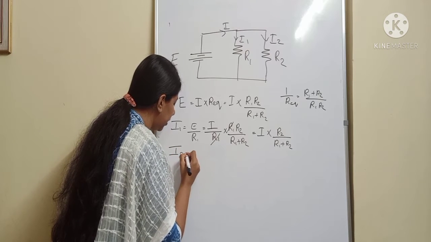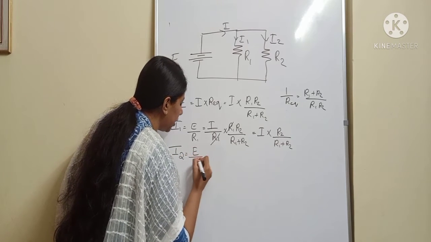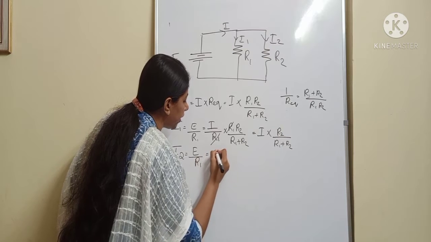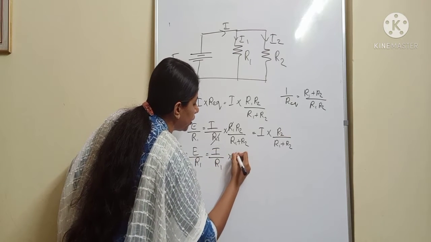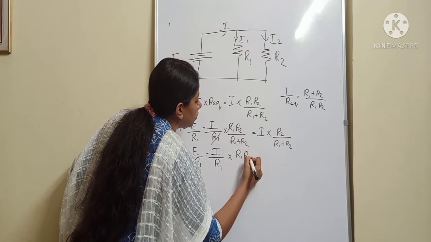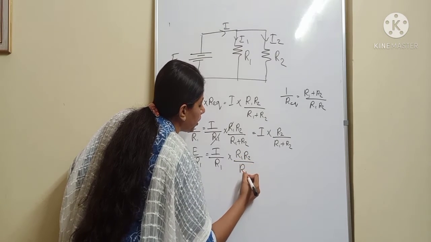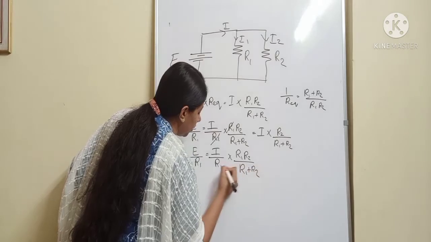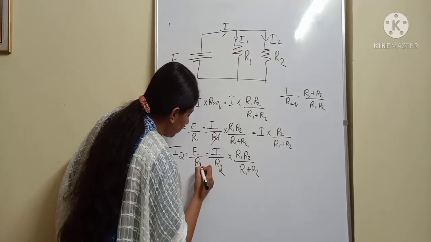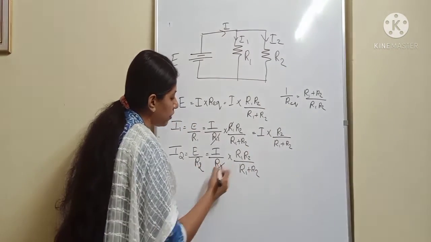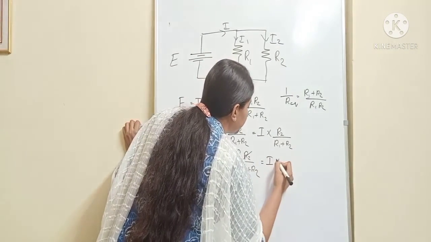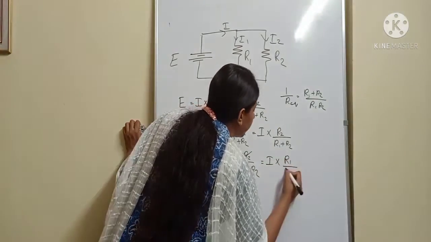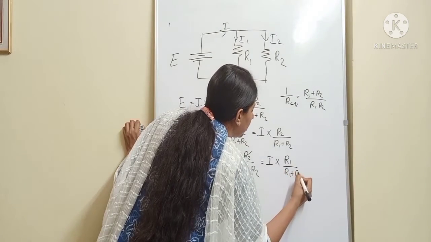Now how will you calculate I2? I2 will be E by R2. Again substituting the value of E in this equation, this will be I divided by R2 into R1 R2 divided by R1 plus R2. Okay, this R2 and R2 get cancelled. So this equation will become I into R1 divided by R1 plus R2.